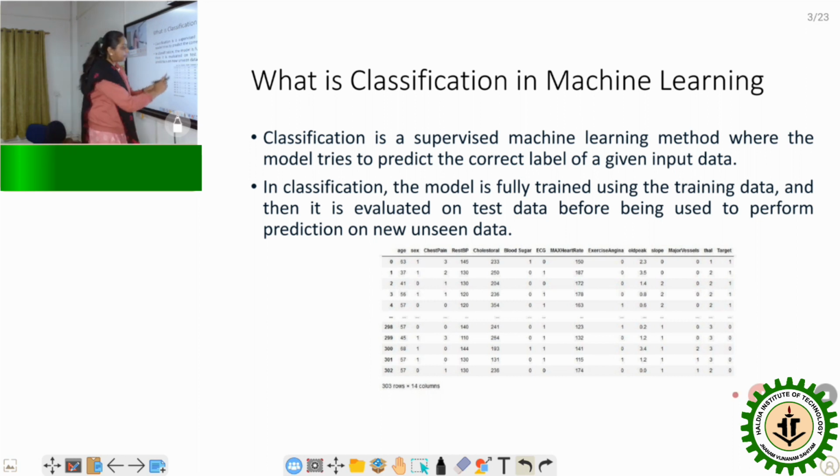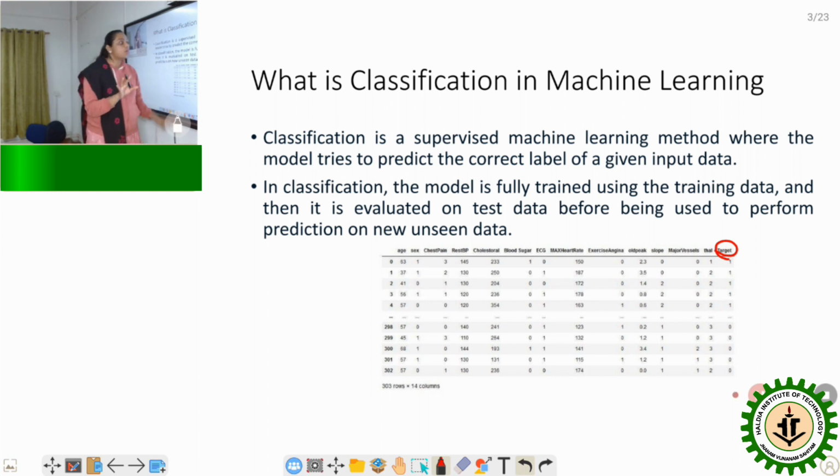Suppose this is a snippet of a data set. Here we can see that this is my target variable. Now, what do we mean by target variable? Target variable is nothing but my class. Here we can see that we have two classes, 0 and 1. That means this is a binary class classification problem. We will come to that point later.